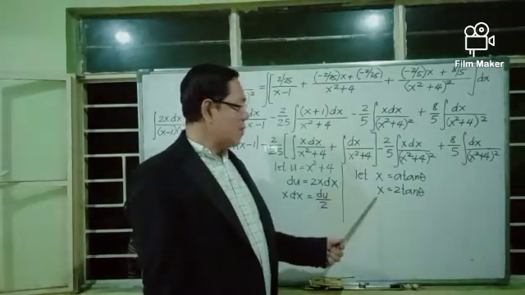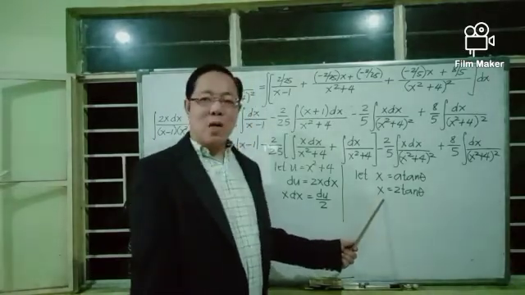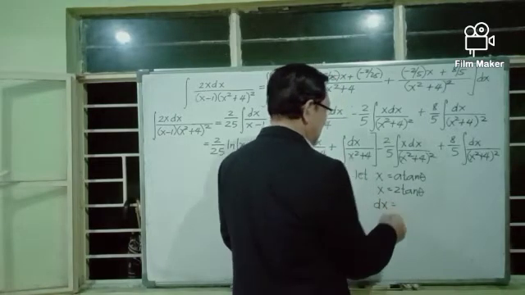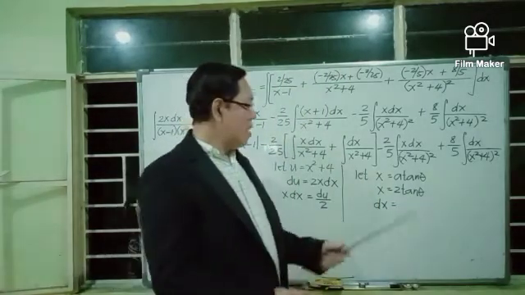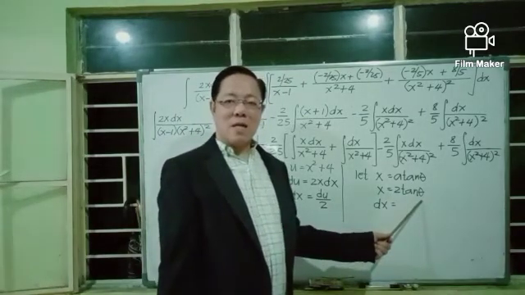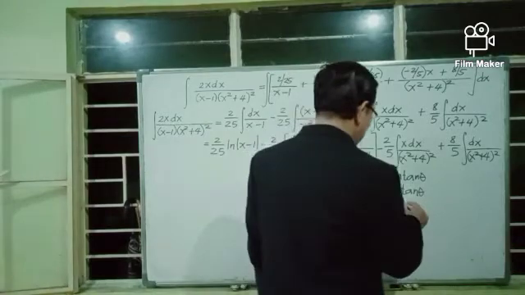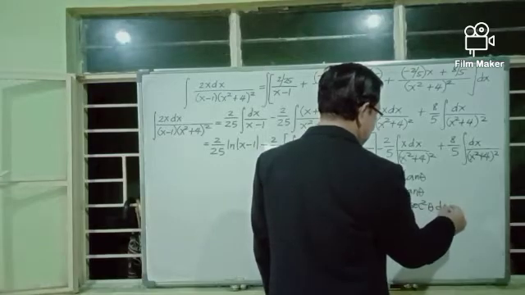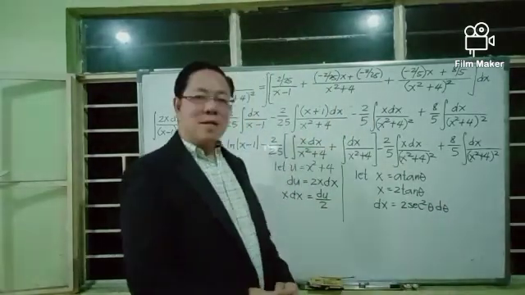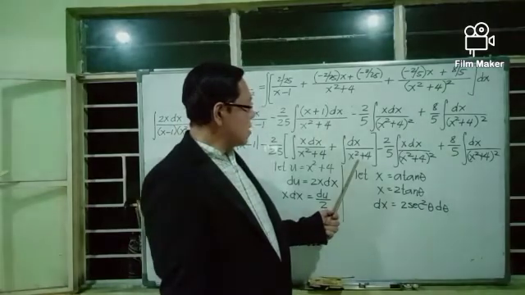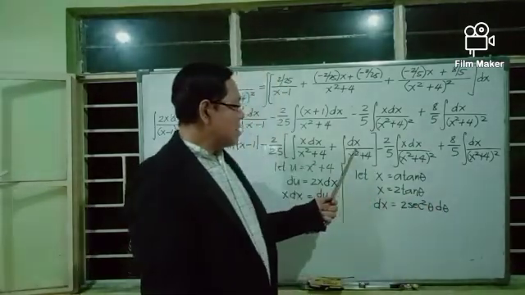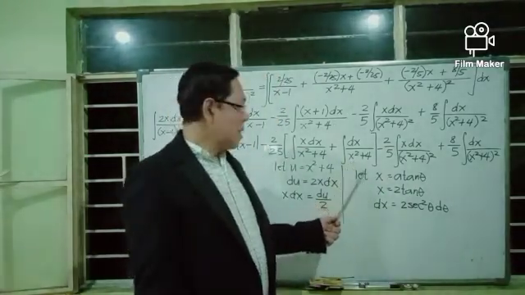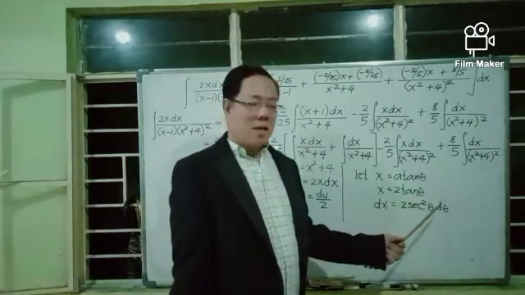Now we get dx by differentiating both sides. Derivative of x is 1 multiplied by dx. At the right hand side, we have 2 times derivative of tangent, which is secant squared theta, multiplied by d theta. For this integral and this integral, we replace dx with 2 secant squared theta d theta, and we replace x with 2 times tangent theta.